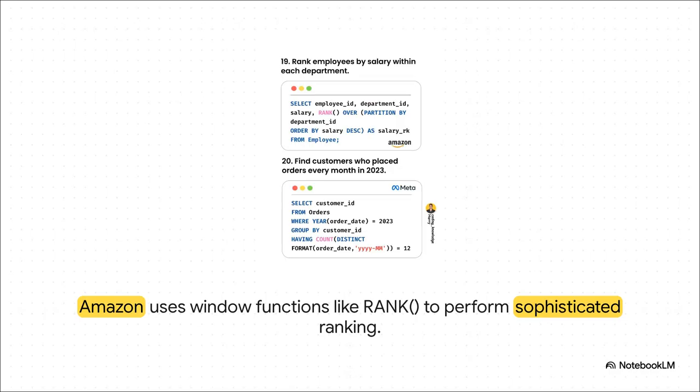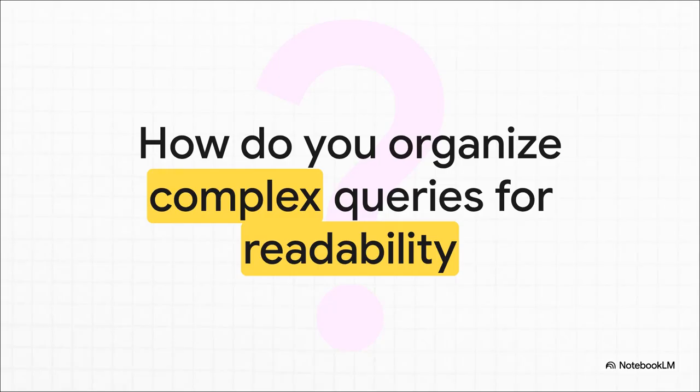So let's see this superpower in action. In this Amazon example, we're using the rank function, and the magic words are over and partition by. Partition by department ID basically tells the database, hey, treat each department as its own little group. Then, within each group, it ranks the employees by salary. This gives you a ranked list inside each department, something that's totally impossible with a simple group by. It's incredibly powerful stuff.